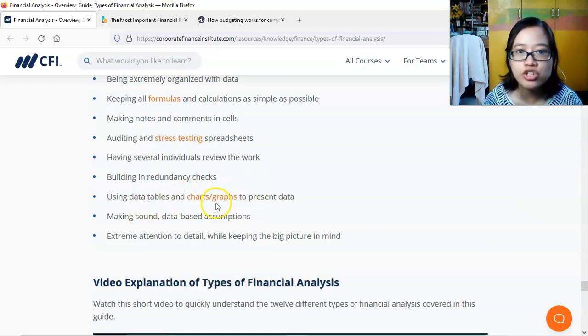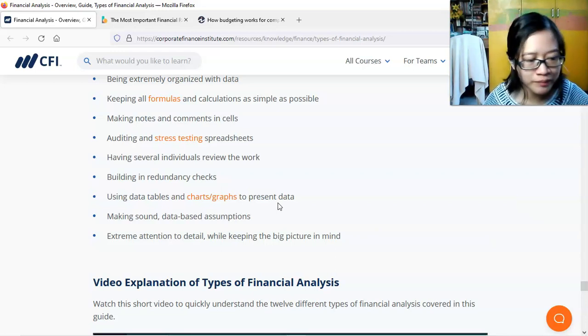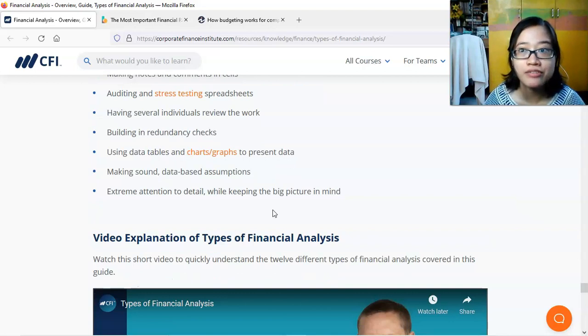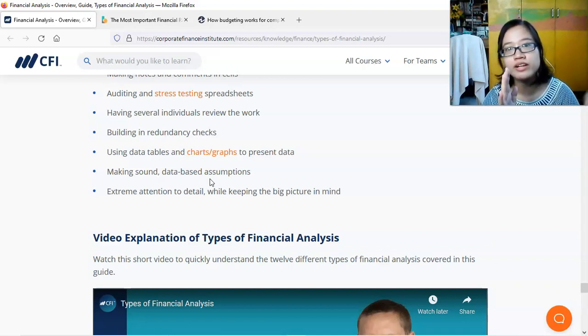Using data tables and charts or graphs to present the data for better understanding. Kasi may mga tao naman na visual learner. Mas madaling makaintindi ng data kapag naka-present in visual form kesa sa figure form. Okay? Making sound database assumptions. Okay? When you apply assumptions, diba, projections, and then sometimes, most of the time, naka-base siya sa historical data.